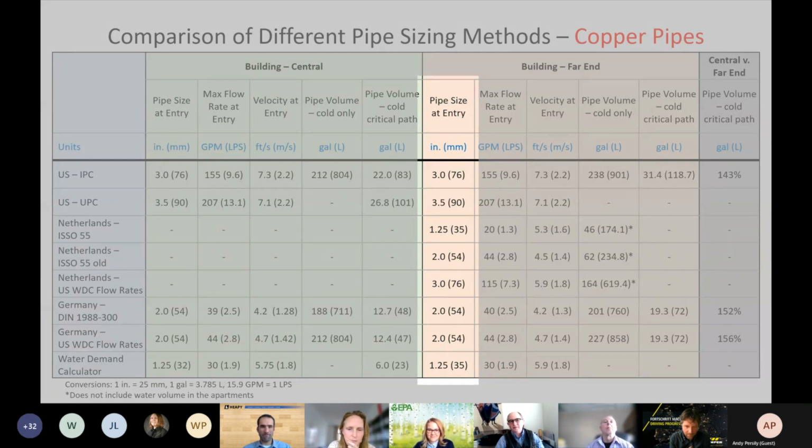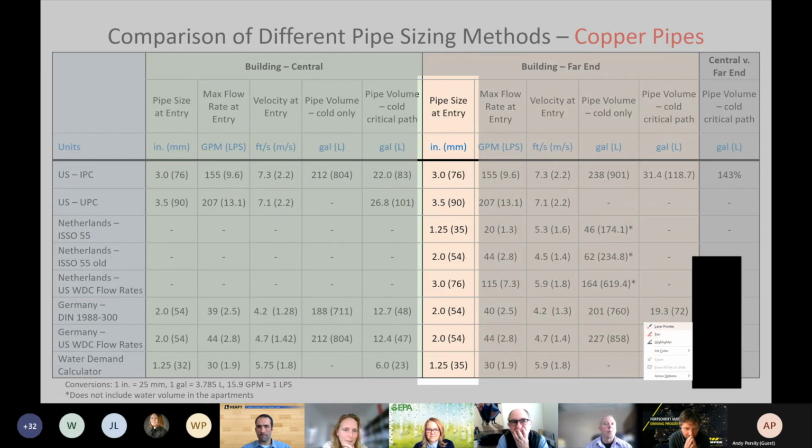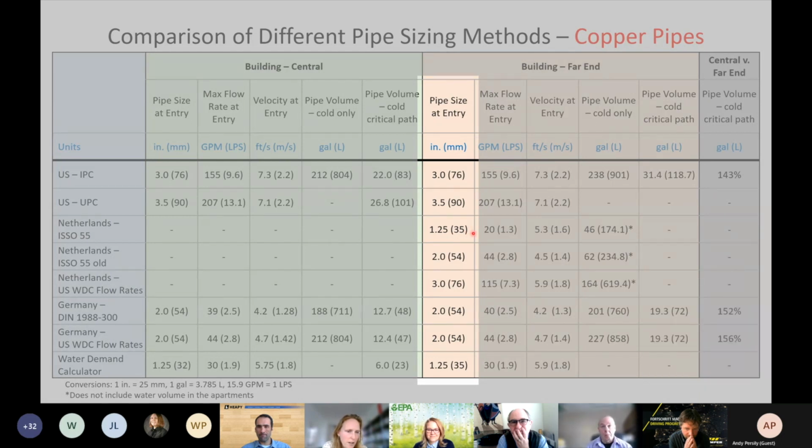Pipe size. So our new approach, the ISO 55, the top one there, is quite similar to the water demand calculator, which is nice. And the older one is very close to the German, apparently. And I think we didn't use the numbers for the water demand calculator, but the IPC values. So, those are similar in the result as well.